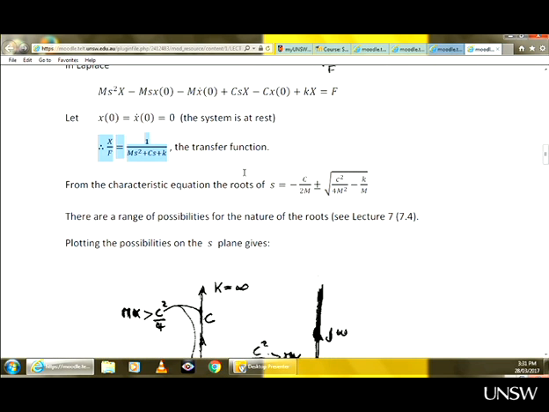Now, find the roots of the denominator. The roots of the denominator will depend on the values of C, M, and K. So these are the two roots. But depending on the relationships between C and M, M and K, K and C, so the combination of the values, you may have different kinds of roots.